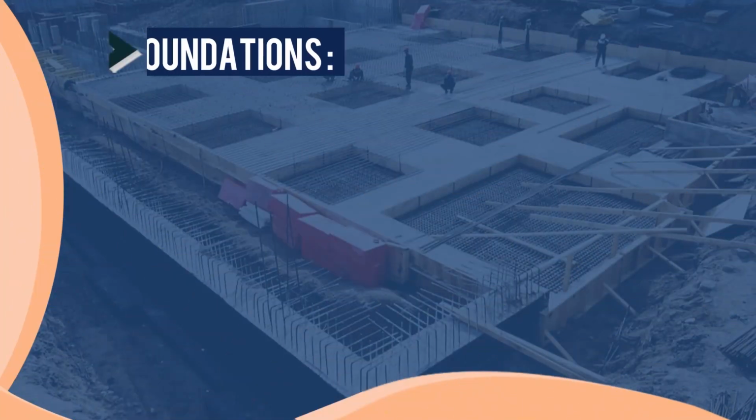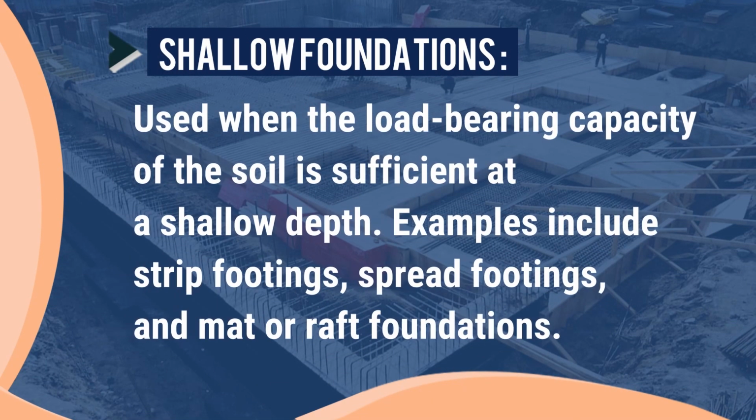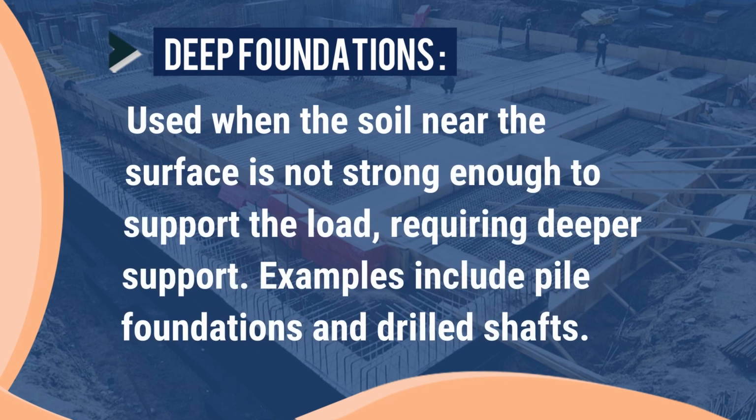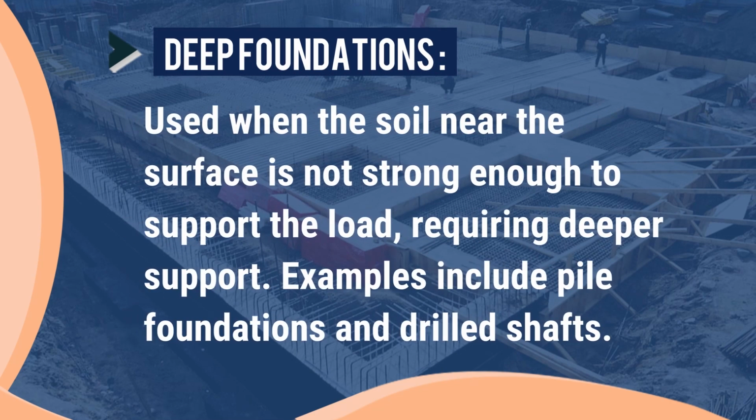Common foundation types include: first is shallow foundations, used when the load bearing capacity of the soil is sufficient at a shallow depth. Examples include strip footings, spread footings and mat or raft foundations. Then the deep foundations, used when the soil near the surface is not strong enough to support the load, requiring deeper supports. Examples include pile foundations and drilled shafts.